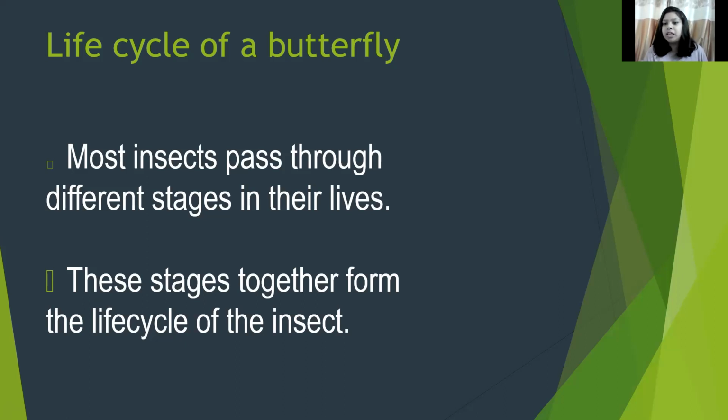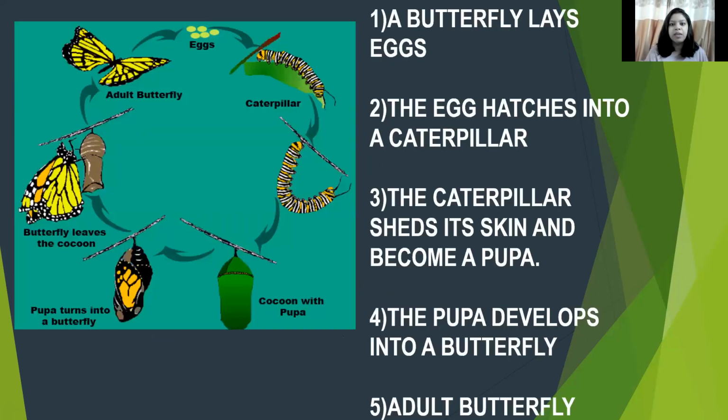So now in particular, we are going to see the life cycle of a butterfly. First, see the pictures. There is an egg, caterpillar, cocoon with pupa. Pupa turns into a butterfly. Butterfly leaves the cocoon, and then it's an adult butterfly. Now, there are importantly 5 stages. I've given it down here.